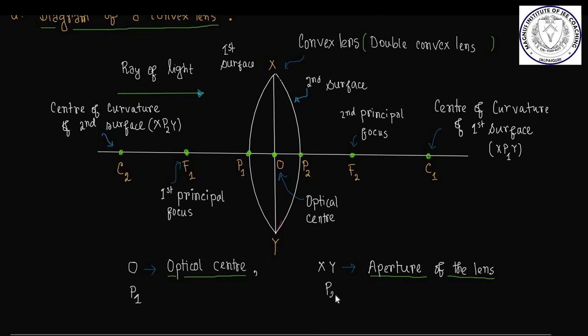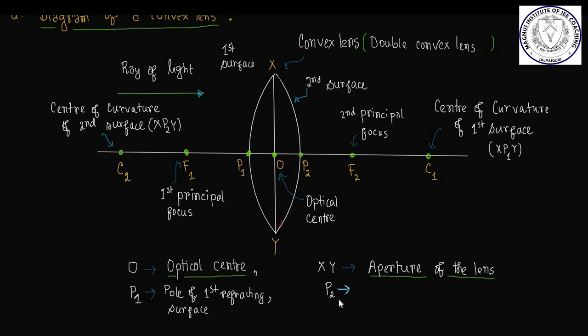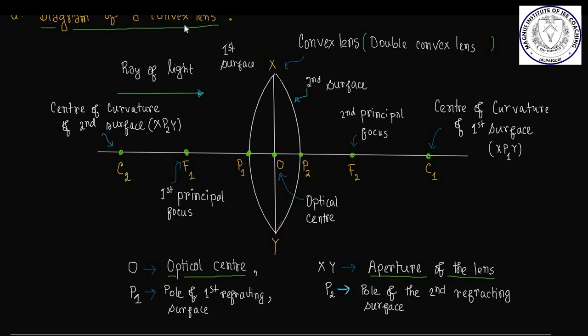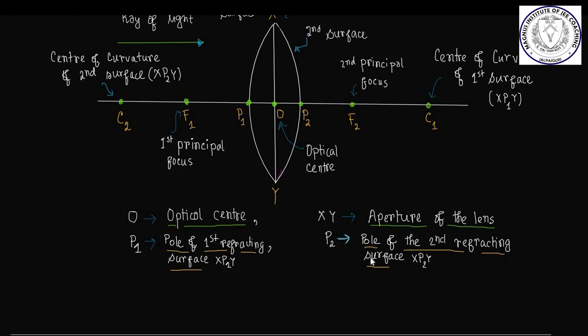Now what are P1 and P2? P1 is the pole of the first refracting surface XP1Y of the lens. Similarly, P2 is the pole of the second refracting surface XP2Y. Here the first refracting surface is XP1Y and the second refracting surface is XP2Y.